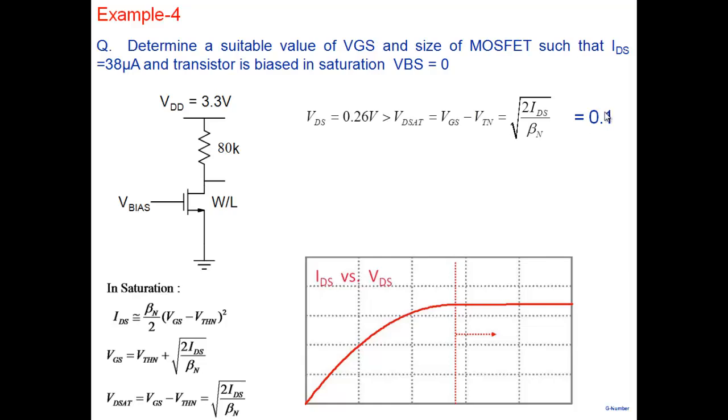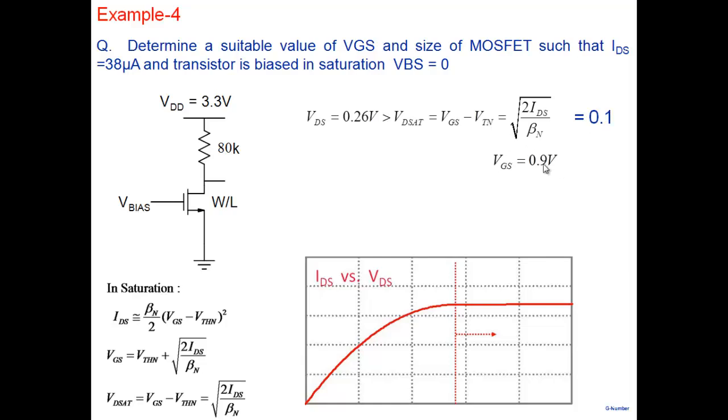Obviously, it's a design problem, so you will get multiple answers depending on the choice that you make here. Somebody may take it as 0.05 or whatever. So suppose I choose this VDSat as 0.1. Then VDS 0.26 is obviously greater than 0.1, and I'm in saturation region. Once I'm given this 0.1, VGS minus VTN is 0.1, and I need to bias it at 1.1 because VTN is 1 volt here.